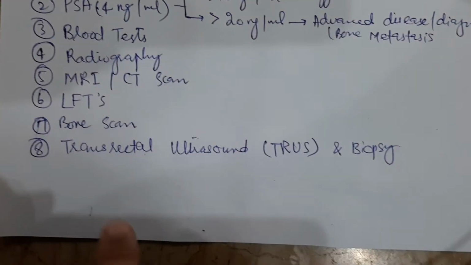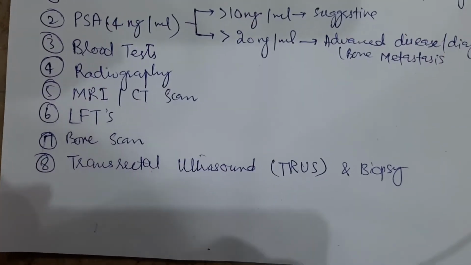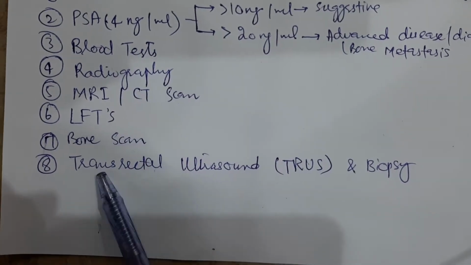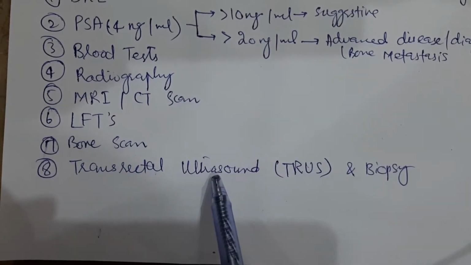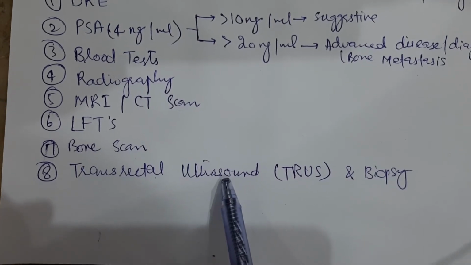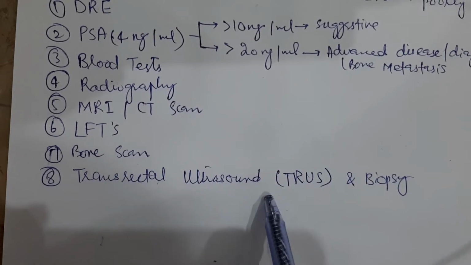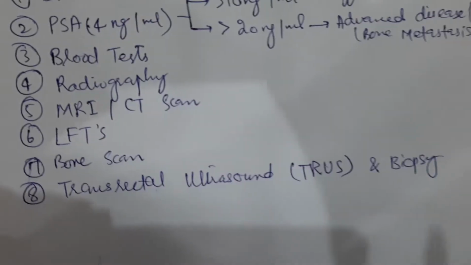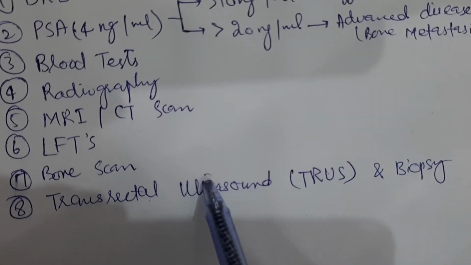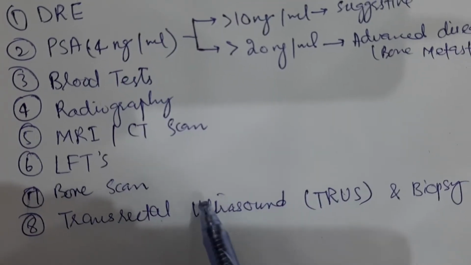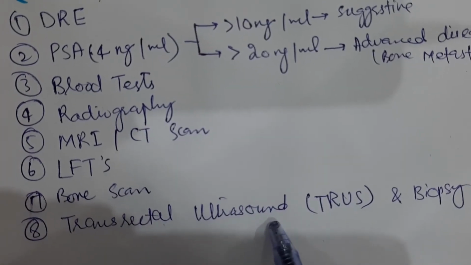TRUS and the biopsy, transrectal ultrasonography and biopsy. These are indicated if cancer is suspected due to the raised PSA or finding on the digital rectal examination which shows the hard nodular prostate, or if they are raised PSA or metastatic disease, then a prostate biopsy using an automated gun is recommended.